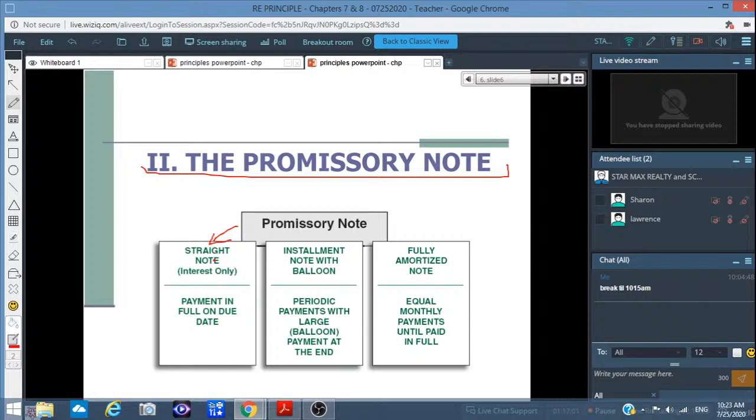这个借款书有很多种。A straight note, interest only，普通的、基本的，他收你的利息，payment in full on due date，1年、2年、3年 or whatever. Installment note with a balloon, periodic payment with large balloon payment at the end，它可以分期，但是后面还有一个很大的 payment，还那个本。Fully amortized notes are equal monthly payments until paid in full.